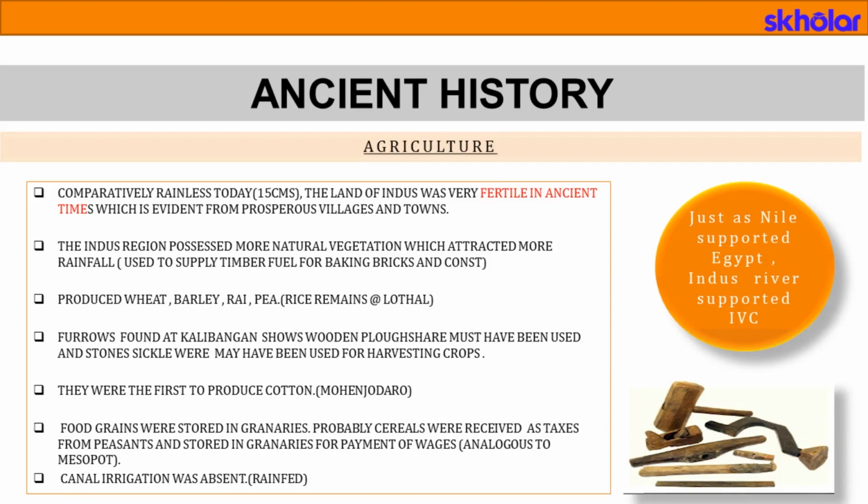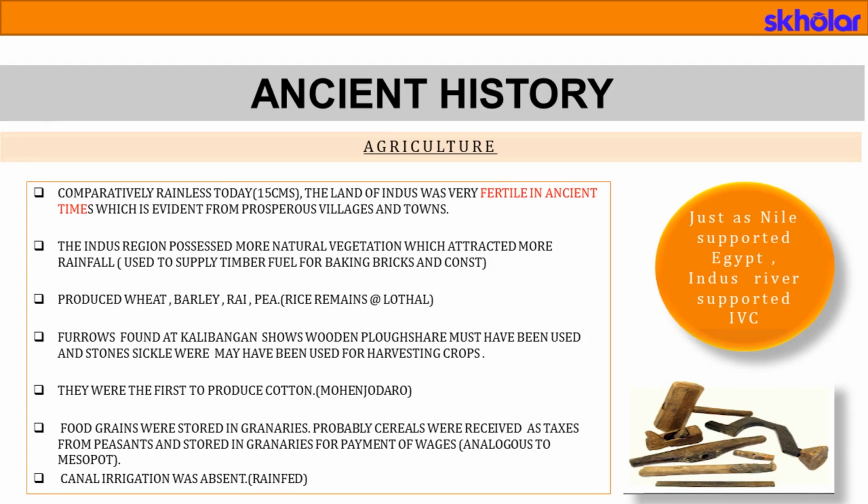Now Indus Valley people, as we have discussed, were trading communities. They were also predominantly an agricultural community. So what made this community an agricultural community? It was located in the region of Indus and the supporting rivers, and that land was very fertile because of all the silt and loam brought down by the Indus, which supported the agriculture. So just as the Nile supported Egypt, the Indus River supported the Indus Valley civilization.